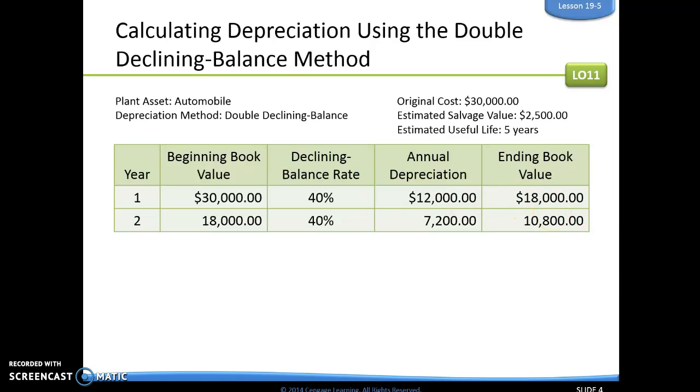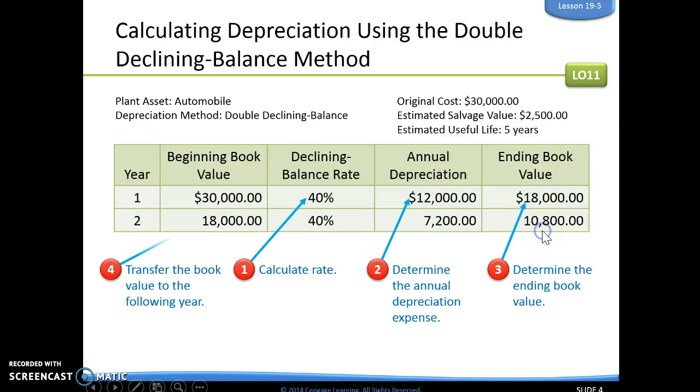Again, when we look at the second year, we use that declining balance rate of 40% again. That year, it will depreciate in value by $7,200, so the ending book value after year 2 would be $10,800. We see this a lot in automobiles. They depreciate more in the beginning, and the amount depreciated gets less as the years go on.